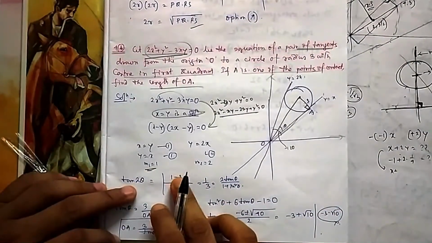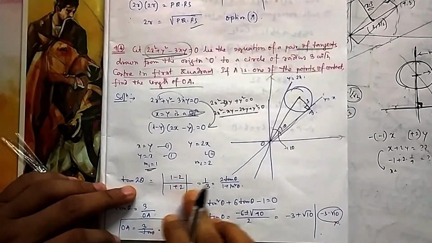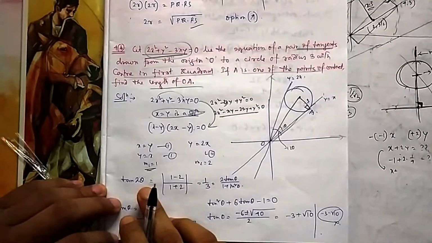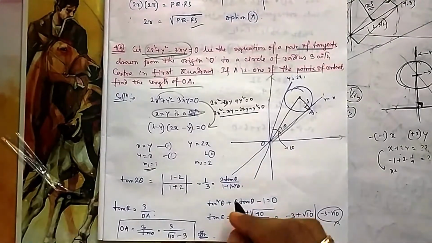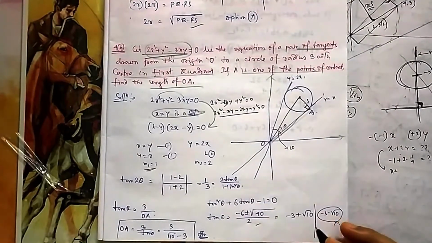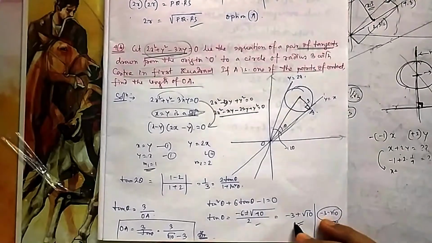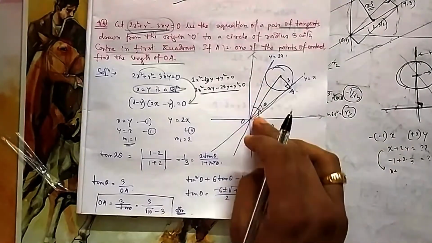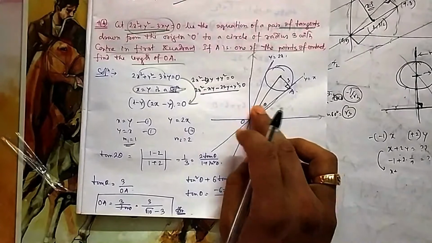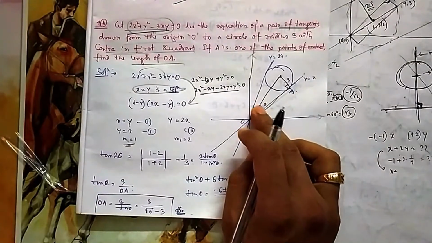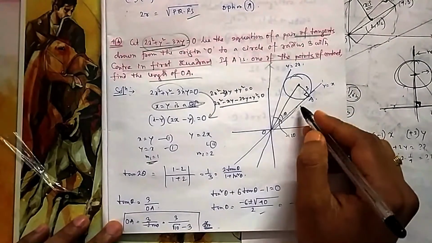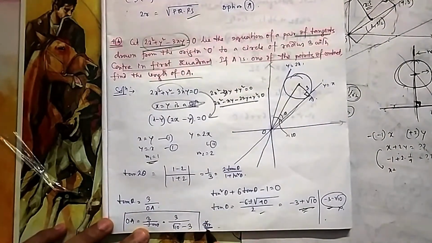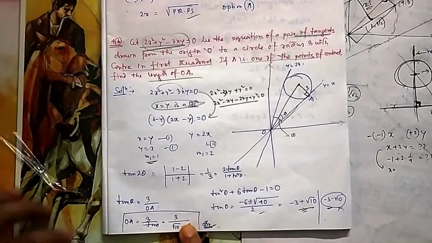So tan 2 theta equal to m1 minus m2 by 1 plus m1 m2. So you do this one. But it is 2 theta, you need to find tan theta. So tan 2 theta is 2 tan theta by 1 plus tan square theta. So you can solve it, you will find this is the tan theta that you are getting. You cannot take minus 1 because it is in the first quadrant, it is obviously less than 90, this angle theta. So tan theta is 3 by OA. So you can find OA is equal to 3 by tan theta. So this is your answer. You can rationalize it or you can leave it like this.